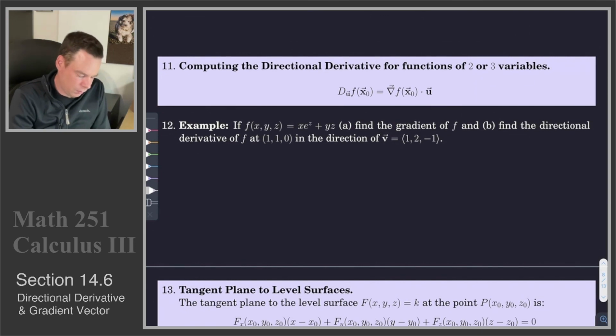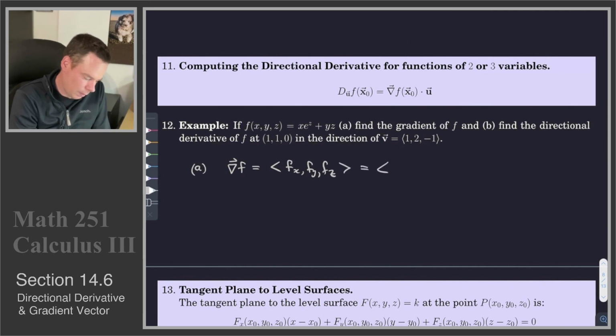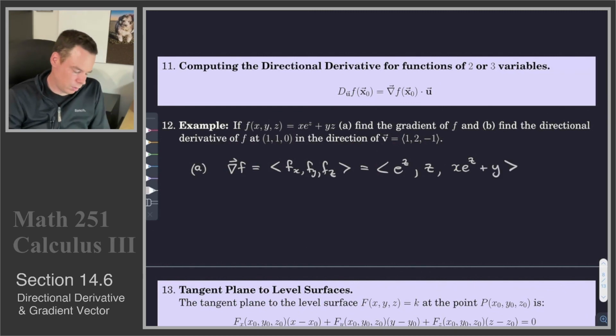So if f of x, y, z is x e to the z plus y, z, find the gradient. Okay, so the gradient of f is given by f sub x, f sub y, f sub z, which is e to the z as the x derivative, z as the y derivative, and x e to the z plus y as the z derivative. So there's our gradient. We want to find the directional derivative of f at that point in this particular direction.